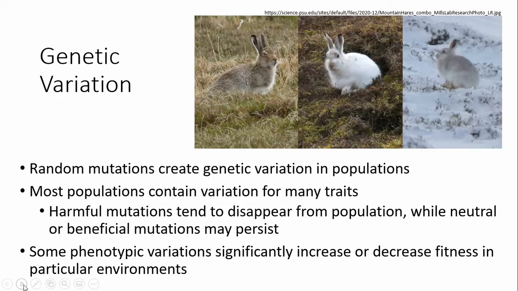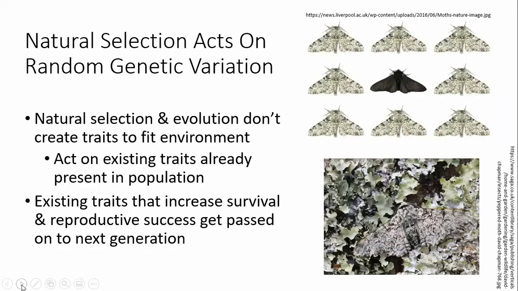And then some of these variations are going to either significantly increase or significantly decrease fitness depending on what environment you're in. So, for example, in this picture, that white bunny on the white background of the snow, that white phenotype for their fur is going to increase their fitness in that environment. On the other hand, it decreases their fitness in an environment without snow, as you can see in the middle picture. So natural selection acts on this random genetic variation. It's not like evolution or natural selection or changes in the environment create new traits. They act on whatever traits are already in existence in the population.